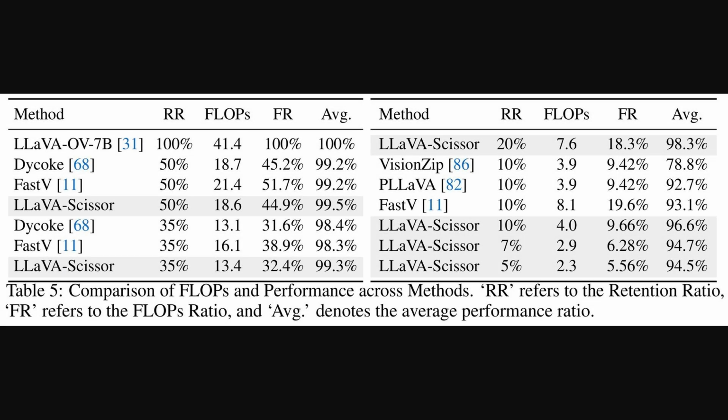This table then details the computational savings. It compares LLaVA-Scissor to other methods based on FLOPs, which stands for floating point operations, and it's just a measure of how much work the computer has to do. At a 35% retention ratio, LLaVA-Scissor keeps 99.3% of the original performance, while cutting the required computations down to just 32.4%. And it gets even more impressive. At just 5% retention, it still achieves 94.5% performance, using only about 5.5% of the original computations. This really drives home how efficient the method is.